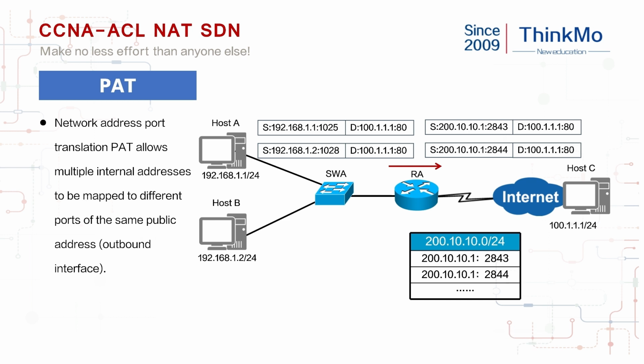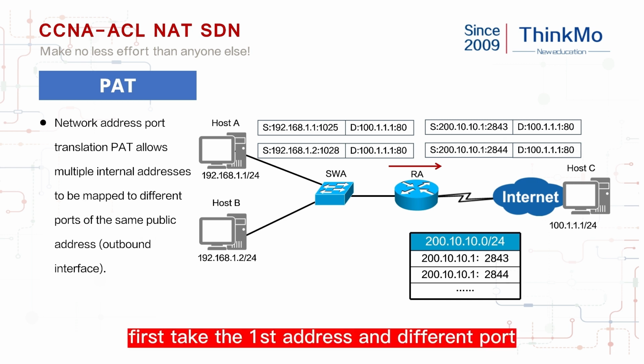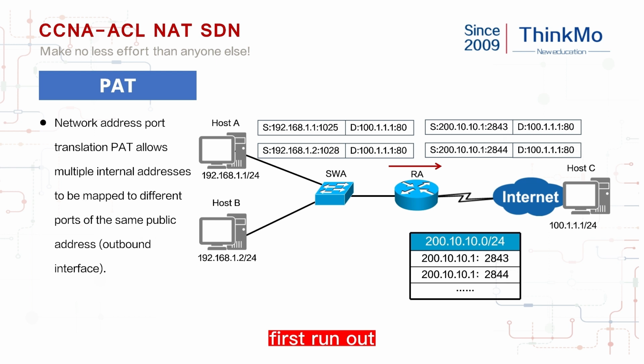It can also define a public network address pool. For example, I can also have 10.1, 10.2, 10.3, etc. This is also possible. In the address pool, data sent by hosts first takes the first address and different ports. When the first is run out, take a second one. When the second is exhausted, get a third.